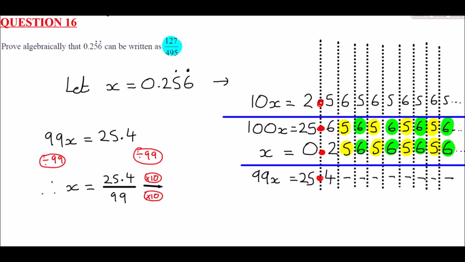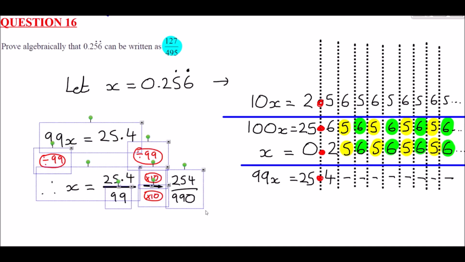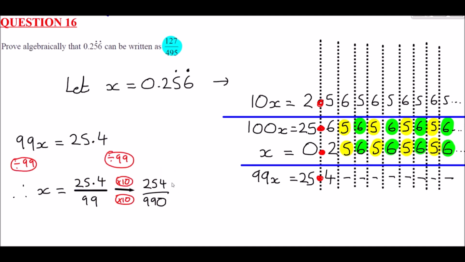Well, the top, 25.4 times 10, that dot will just move one place to the right, which will give us 254. On the bottom, 99 times 10, that'll give us 990. Once again, I'm running out of space, which is something I always do, which is something I never seem to learn. Anyway, that still isn't the same as what we're trying to prove. However, look at these numbers. Both are even. So we can divide top and bottom by 2, because any even number can be halved.